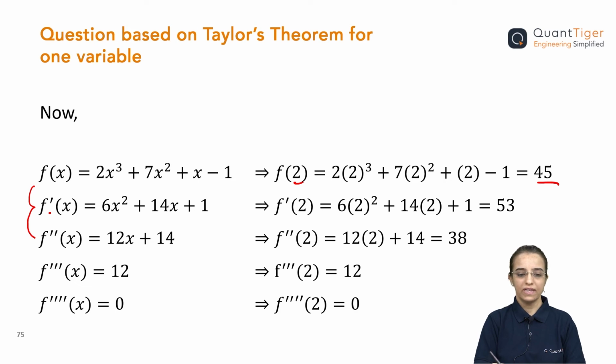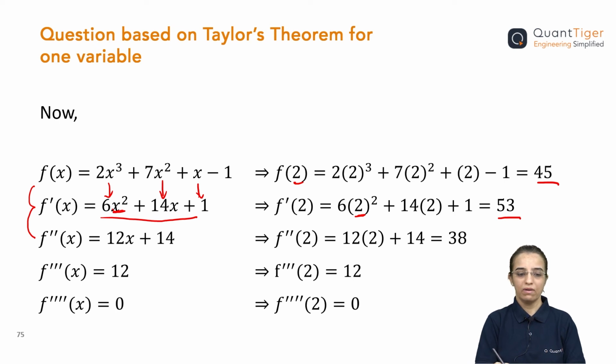Same way, 6x square plus 14x plus x. इसका 14x, इसका 1 and this one will be 6x square. Now in this I will simply replace x with 2 to get f dash of 2. So wherever it is x, जहाँ पे भी इसमें मैंने x है वहाँ पे भी 2 रखा हुआ है. Rest of the things are as it is. So after calculation I got 53.